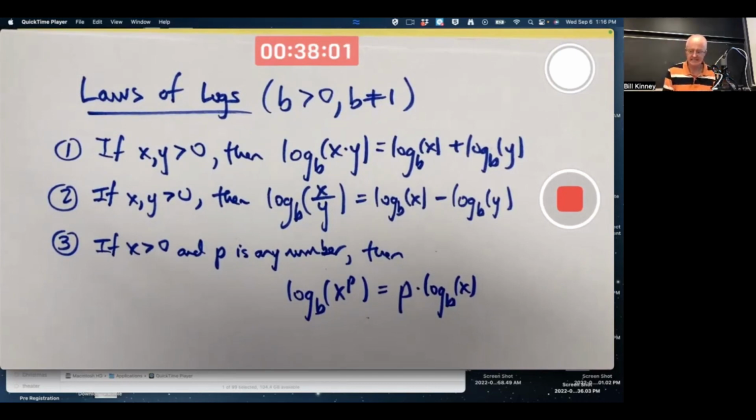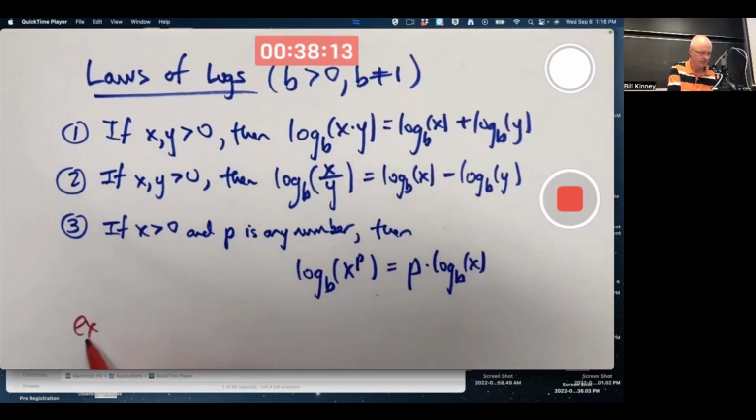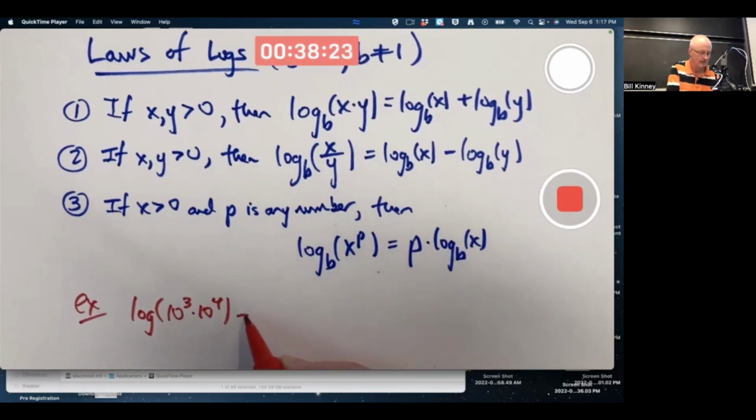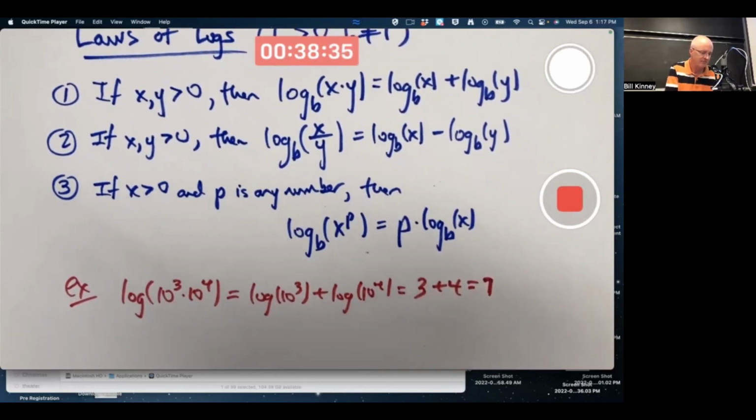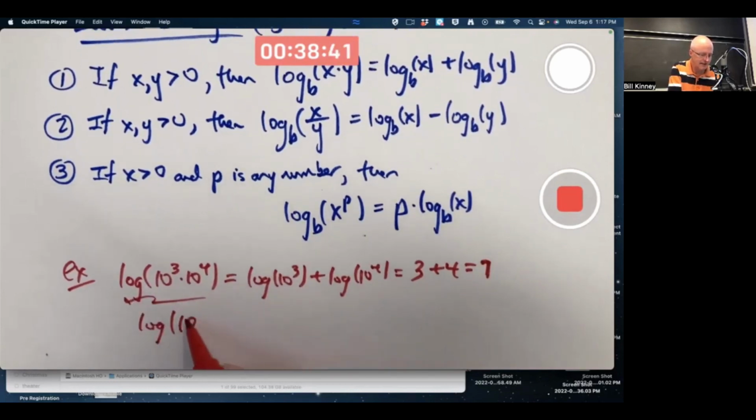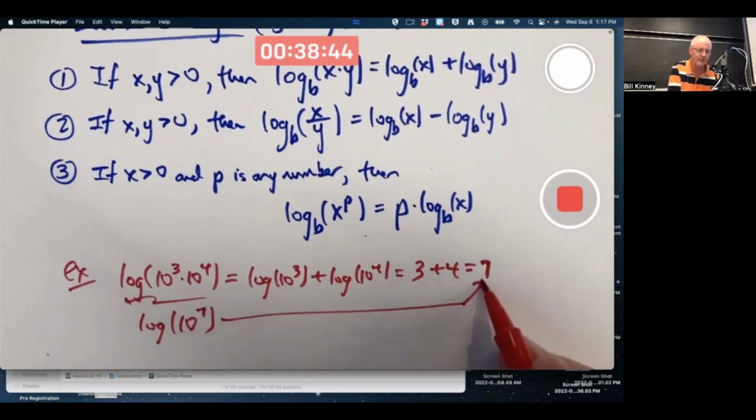If you're forgetting these, what's a quick way to try to remember them? It's probably best to think about simple examples. For example, the common log of 10 to the third times 10 to the fourth is the common log of 10 to the third plus the common logarithm of 10 to the fourth, which is 3 plus 4, which is 7. And by properties of exponents, this is log of 10 to the 7th. I can add those two exponents, which does equal 7. We've confirmed it.